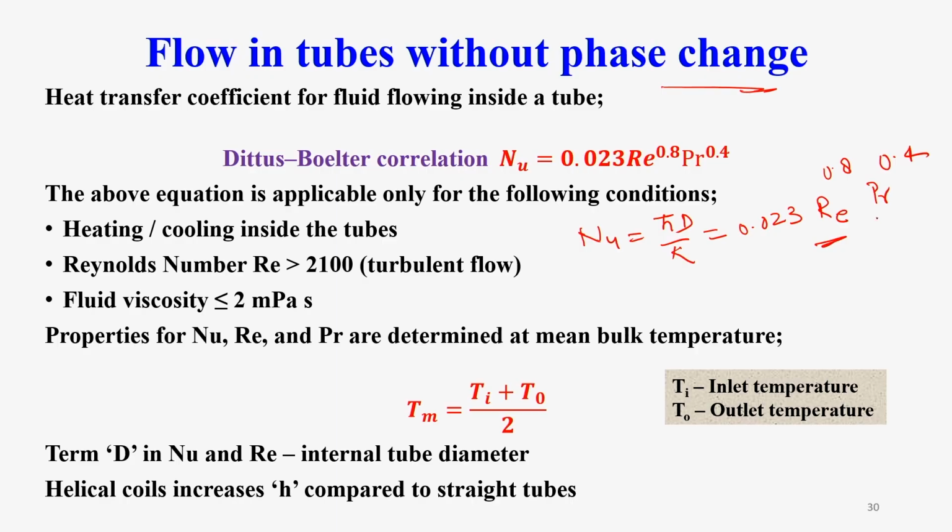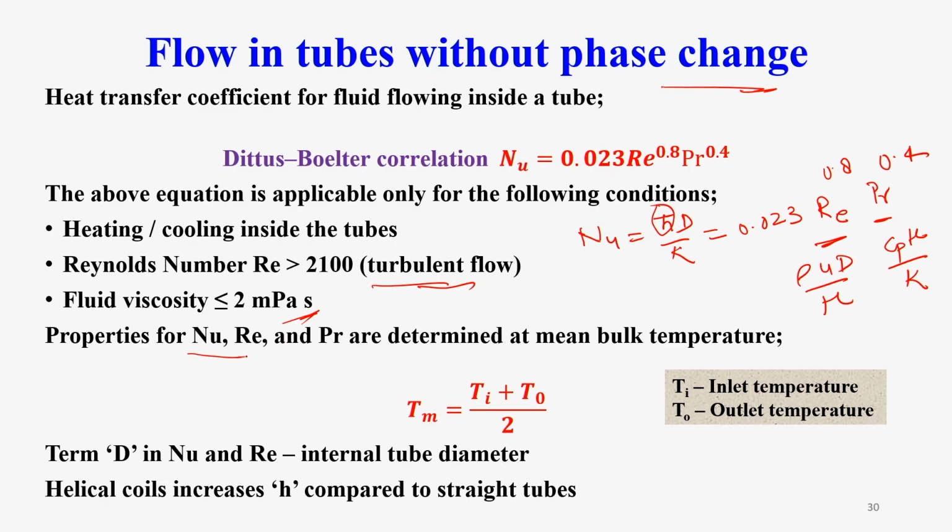So, if Reynolds number and Prandtl number are known, what is Reynolds number? Rho V d upon mu. What is Prandtl number? Cp mu upon k, thermal conductivity. So, if it is known, we can calculate the value of the heat transfer coefficient. And this correlation is applicable particularly for turbulent flow, when Reynolds number is higher than 2100 and fluid viscosity is less than 2 millipascal seconds.